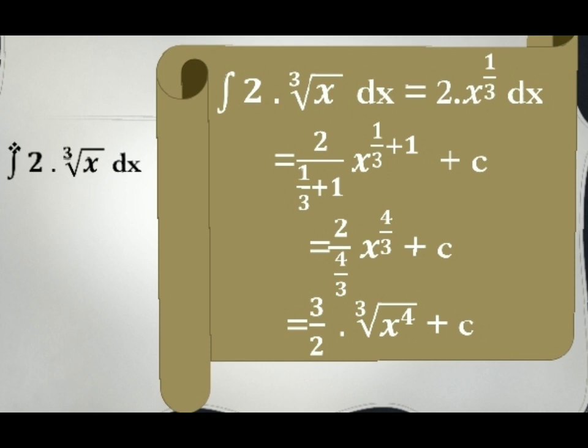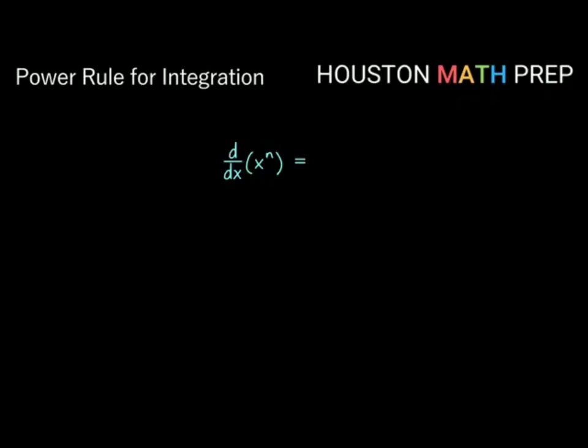And then the equation we have is 2 times the cube root of x raised to the power of 4 plus c. To some power, remember that the power comes out and multiplies in the front, and then we decrease the power by 1. We subtract 1 from the exponent.